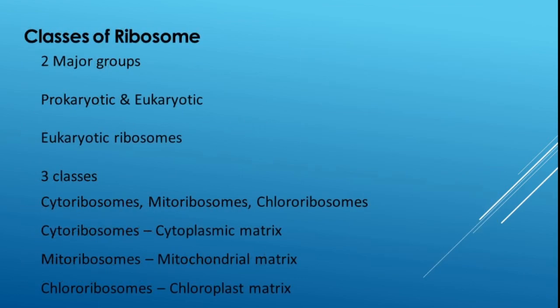These are of two major groups, prokaryotic and eukaryotic ribosomes. Eukaryotic ribosomes are of three classes: cytoribosomes, mitoribosomes and chlororibosomes. Cytoribosomes are present in the cytoplasmic matrix. Mitoribosomes are present in the mitochondrial matrix. Chlororibosomes are present in the chloroplast matrix.